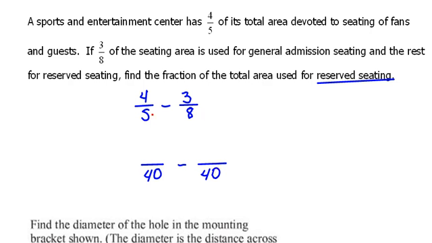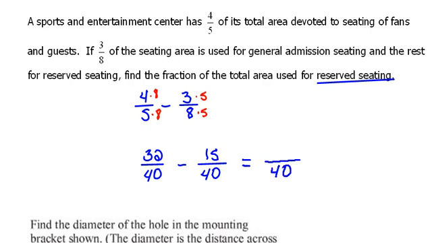So now 5 times 8 is 40. So 4 times 8 would give us 32. Now we've created that equivalent fraction. For the second one, 8 times 5 would be 40, so we do the same thing to the top. 3 times 5 would be 15, so again we've created an equivalent fraction. Now we can do the subtraction.